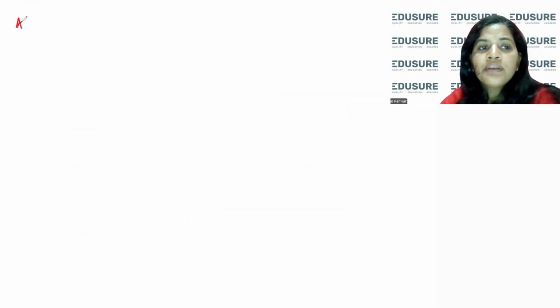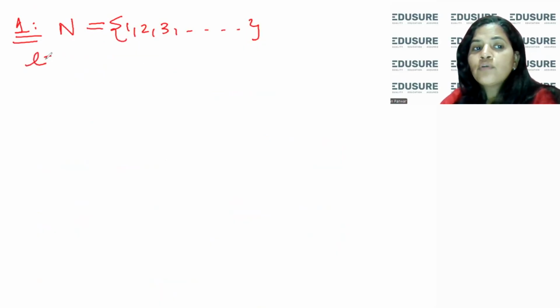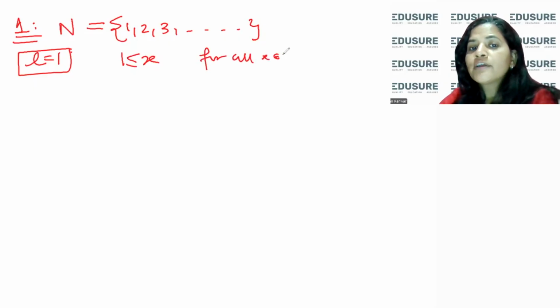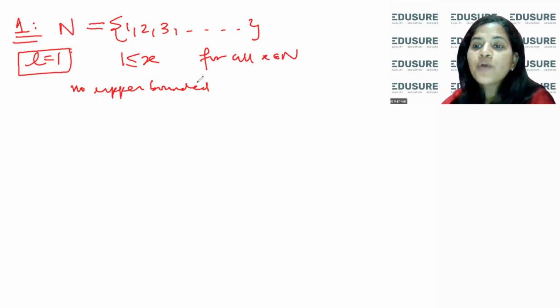Okay. So example number 1, if you look at the set of natural numbers, the set of natural numbers is 1, 2, 3, and so on. So what is the lower bound? 1. Okay. Because you can see that 1 is less than or equal to x for all x belonging to the set of natural numbers. But there is no upper bound, because the set of natural numbers keeps on going on, there is no end to it.